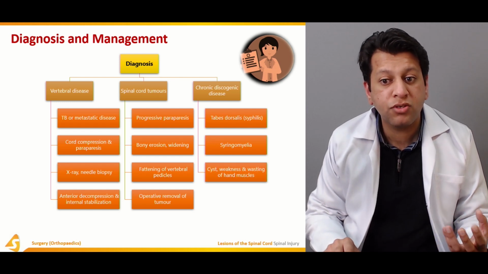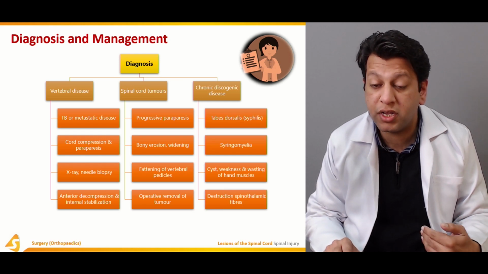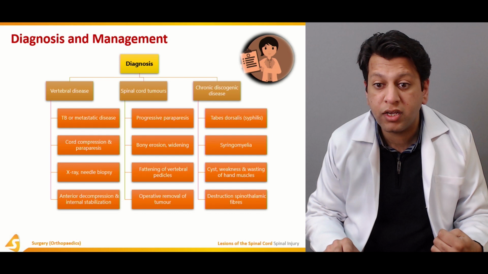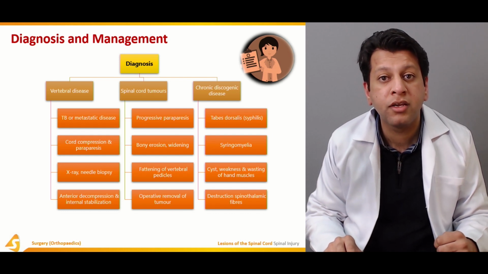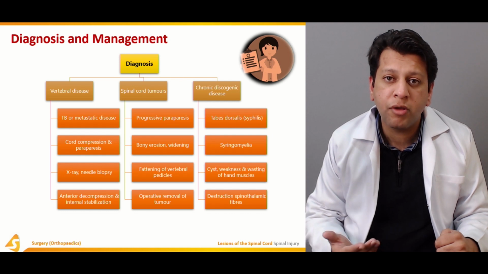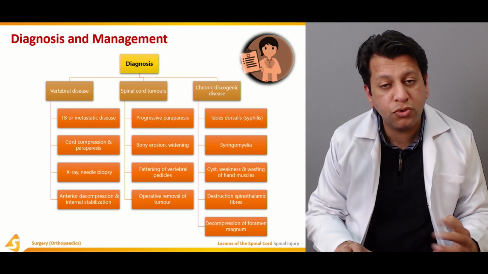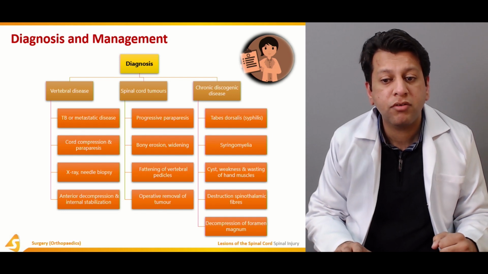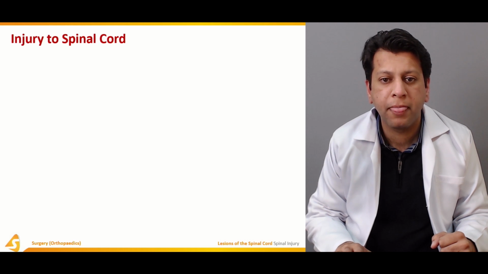There could be weakness and wasting of hand muscles as well if it presents in the spinal cord, especially in the cervical area, and this could be leading to destruction of the spinothalamic tract. Therefore, the contralateral pain and temperature sensation would be lost. Usually, the treatment is decompression along with fusion as well. Sometimes it may also be required.